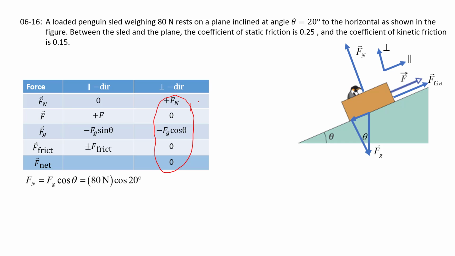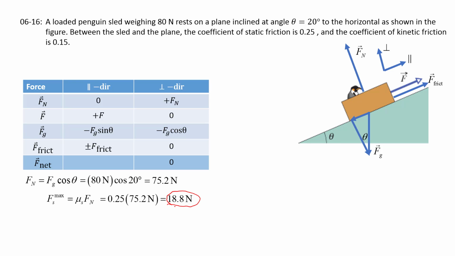We know the weight is 80 newtons, and then the angle is 20 degrees, so that ends up being equal to 75.2 newtons. And then, since the problem is going to be asking us things about friction, it seems like we're probably going to need to calculate this maximum value of the static force of friction. Remember, that's the mu sub s times F sub n. So put in those numbers, and that comes out to be 18.8 newtons is the maximum static force of friction. And we might as well go ahead and do the kinetic force of friction as well. That's just the mu k times F sub n. Mu k is a little smaller, 0.15. And that gives us 11.3 newtons for that.